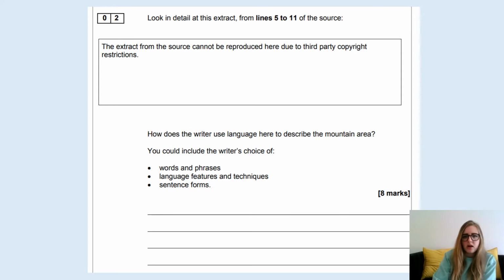So, for example, it'll look like this. Look at lines 5 to 11 of the source. The paper I looked at couldn't be reproduced for copyright restrictions, which blew my mind. So how does the writer use language here to describe the mountain area? Which means you're looking at how does the writer construct this description of the mountain area.